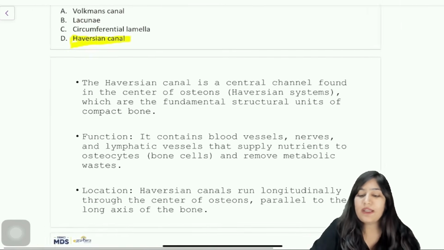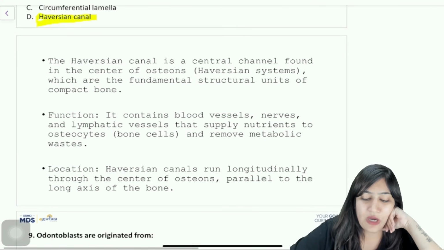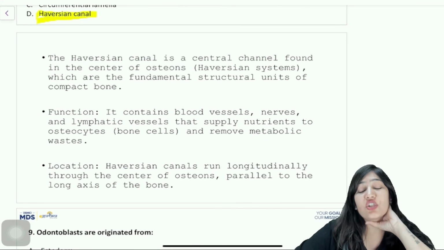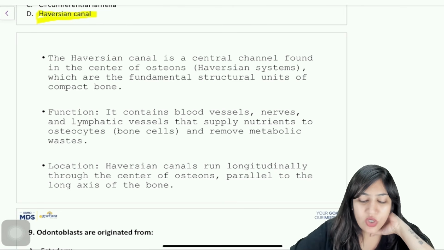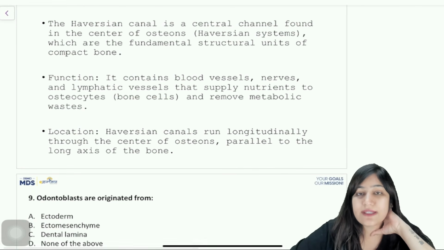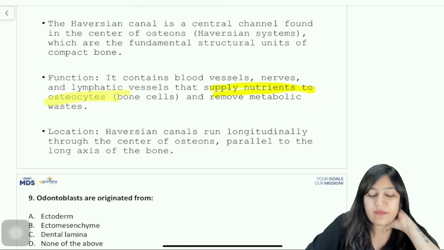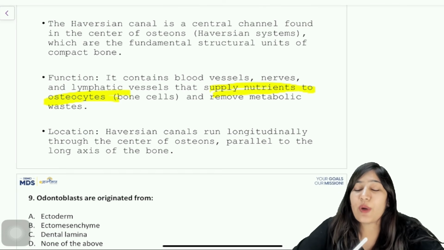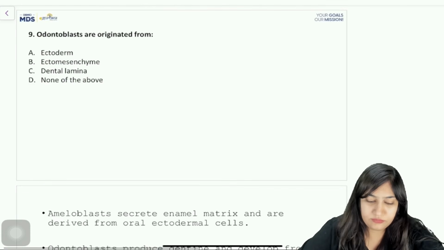Haversian canal is mainly the central canal found in the center of the osteon. Osteon is what? Basic metabolic unit of bone. So this Haversian canal is present in the center of the osteon. It contains blood vessels, nerves, lymphatic vessels that supply nutrients to the osteocyte. So main function is providing nourishment and removing the metabolic waste.